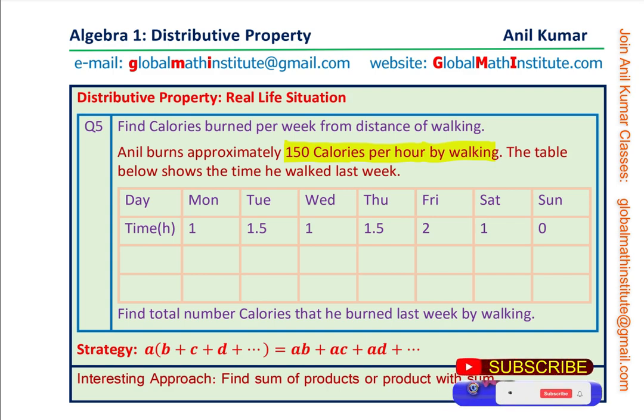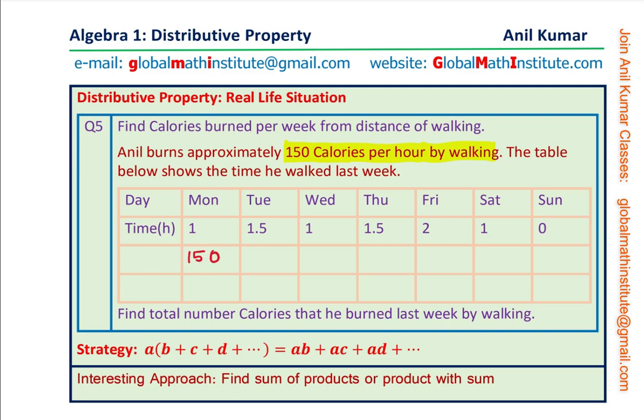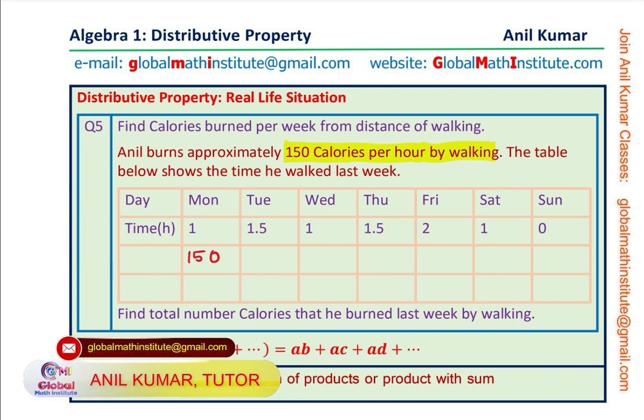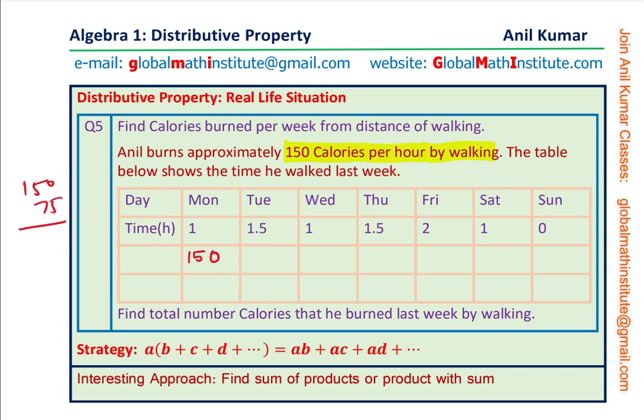So now, how do we find the calories burned? We know we are burning at the rate of 150 calories per hour. So 150 in 1 hour. So Monday I burned 150. And on Tuesday, how many calories am I going to burn? 150, and half of 150 is 75. So I'll add 150 and half of 150, for 1.5 hours, and we get 225. Makes sense, right? So 1.5 times 150 is also 225. So it is correct. You get the idea.